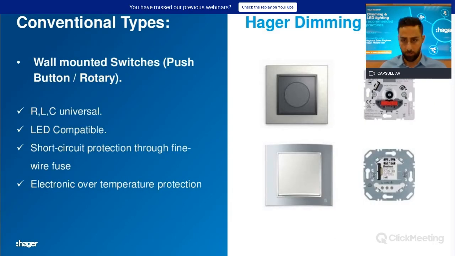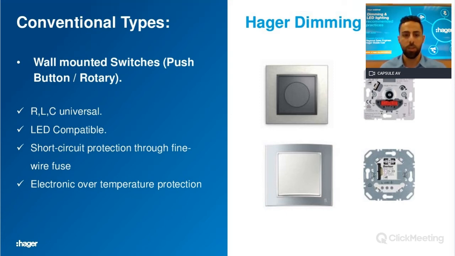The second one comes from our German-made Berker solution, the wiring accessories. We have 2 types: the normal rotary dimmer, and the push button dimmer. These are also universal and LED compatible. They come with protection against short circuit and electronic over temperature protection. This comes in very high quality, and we usually recommend them. They are installed in many projects, and their performance is very high.